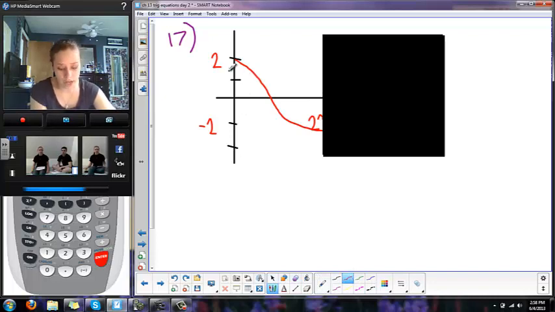Okay. So I need to know what the equation of this curve is. Well, this is obviously a cosine curve because it starts at its maximum. So the equation of a cosine curve looks like this: y is equal to a cosine bx.